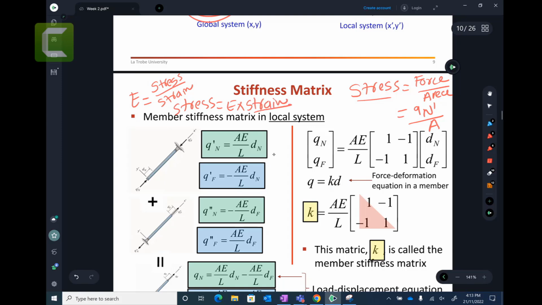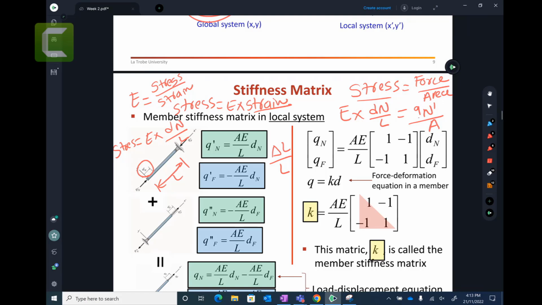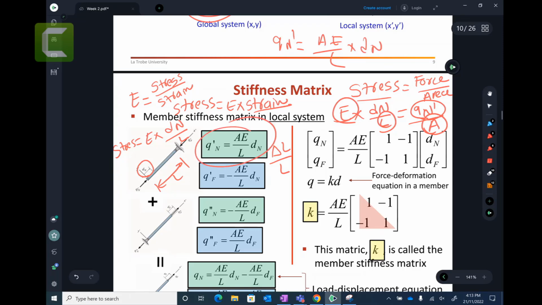And the strain is the change in length, how much length is changing, over the original length. So stress is equal to Young modulus times how much length is changing, dn. Let's say the original length is capital L. Right, so I can substitute this value here, E times dn over L. Now I need to find this Qn. Qn dash is equal to AE over L, because A multiplied by E over L times dn. That's what I got here. Look at that. Right. So that is just the proof that this is the force times displacements.